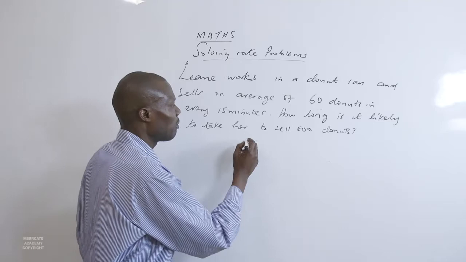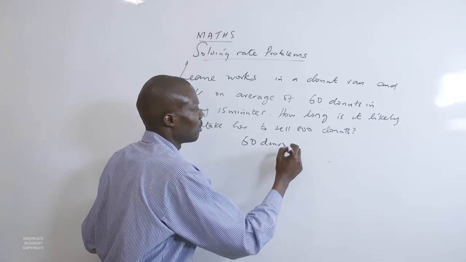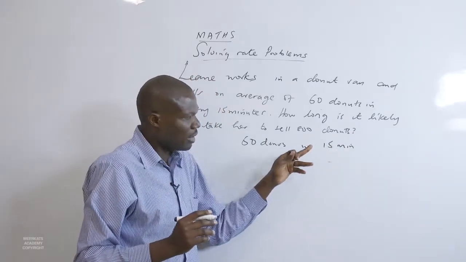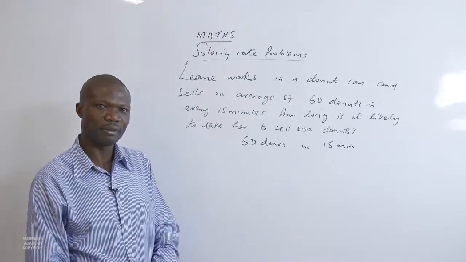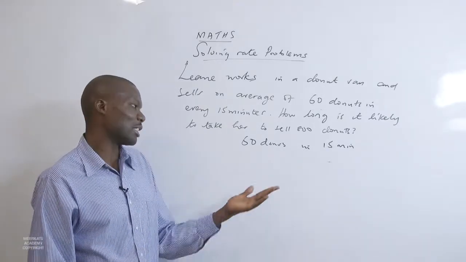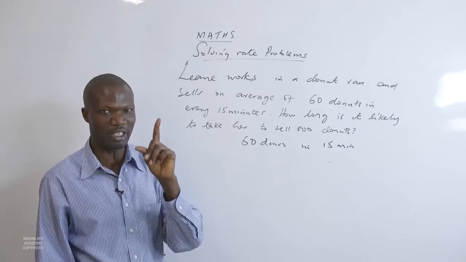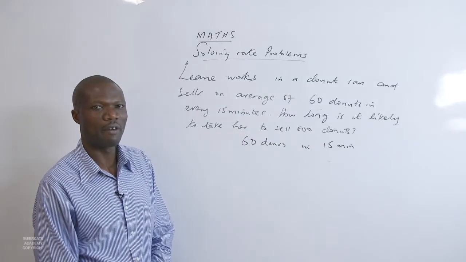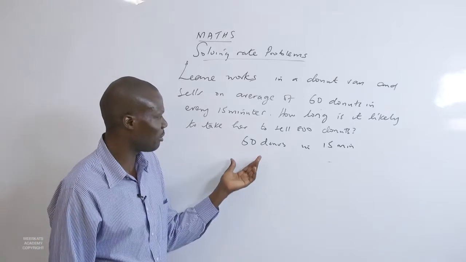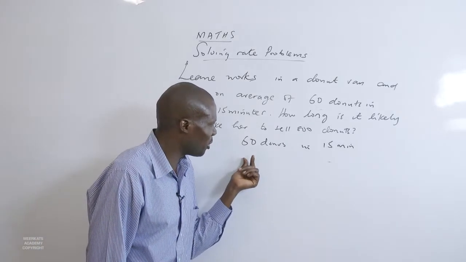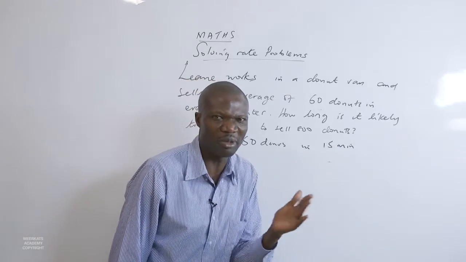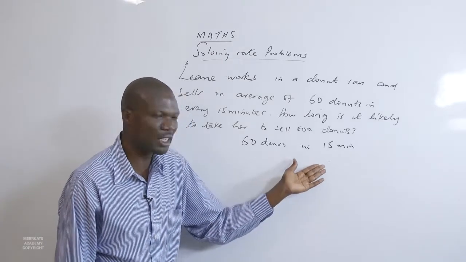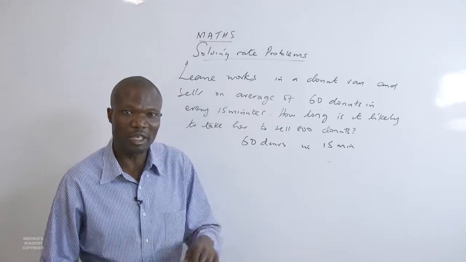Here, we have $60 donuts in 15 minutes. The question is asking us for 800. We can go straight, but I want us to use unitary first and see if it is workable. I would ask myself here, 1 donut is averagely sold within how many minutes? Or let us first get the rate of donuts per minute and see.